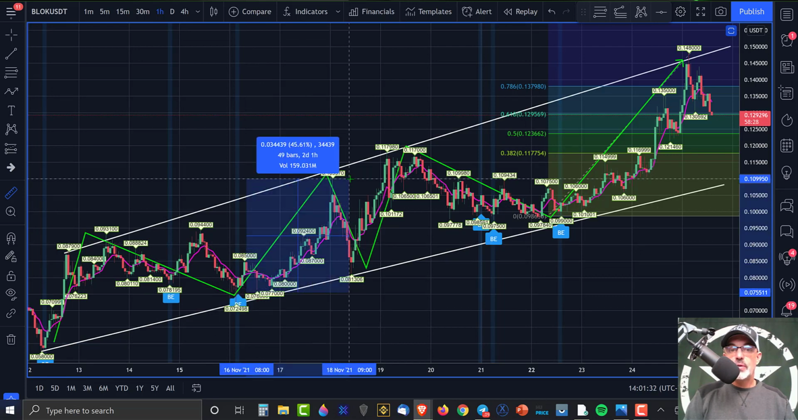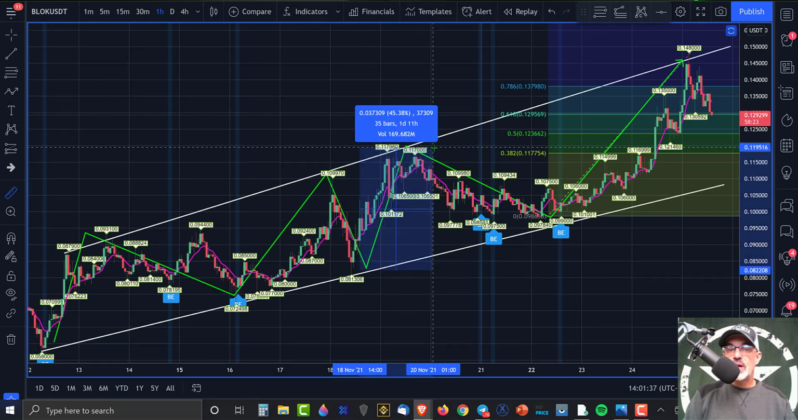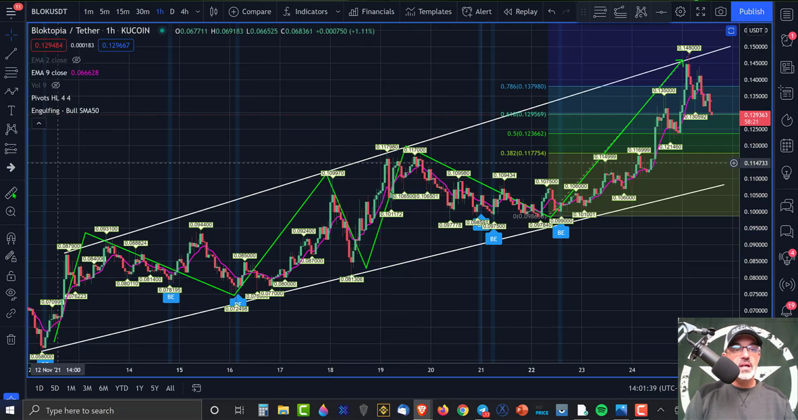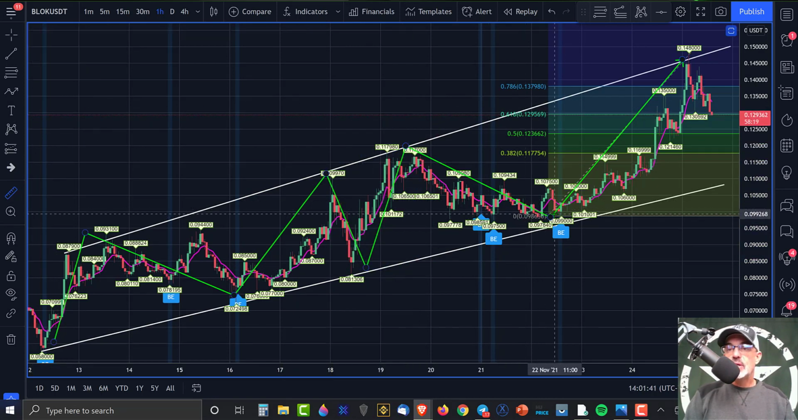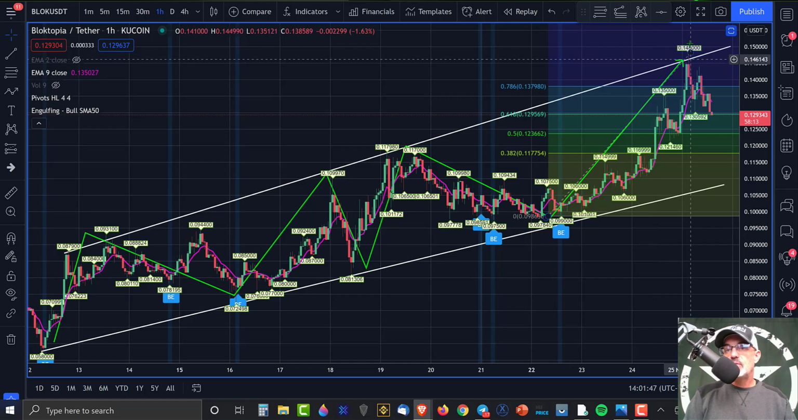This move was another 45%. It then sold off and bounced right back up another 45%. And then we'll take a look at this move here, which was as well just about 50%. So if we go 50% from the high of 14, almost 15 cents, we could be looking at 30 cents for the next move on this token.